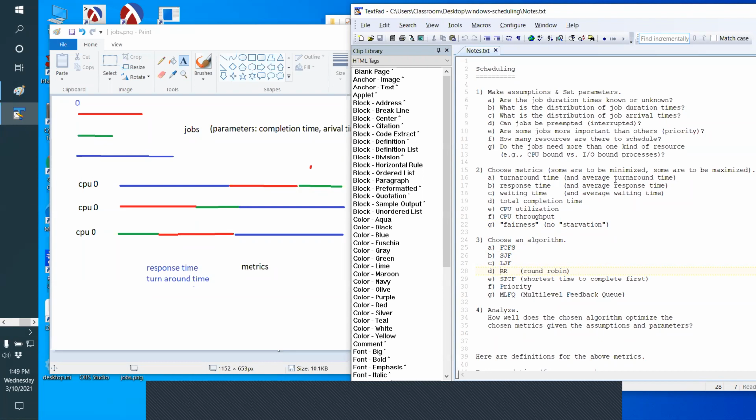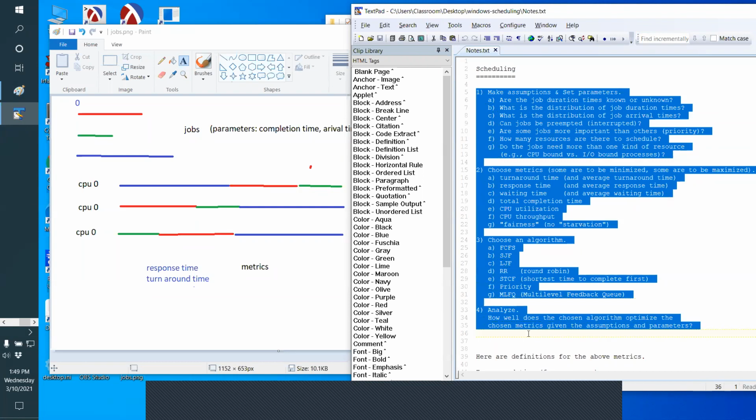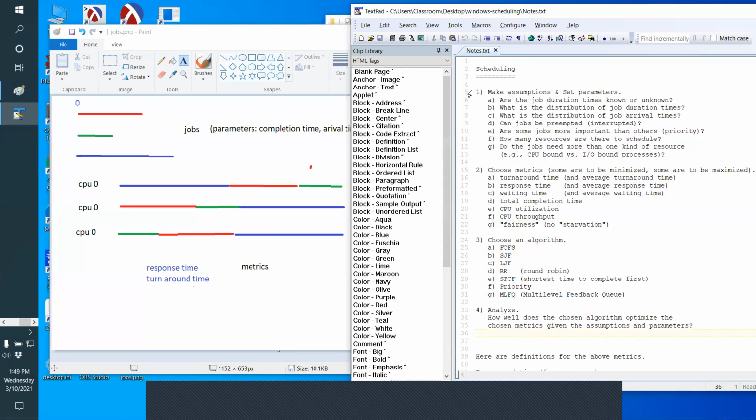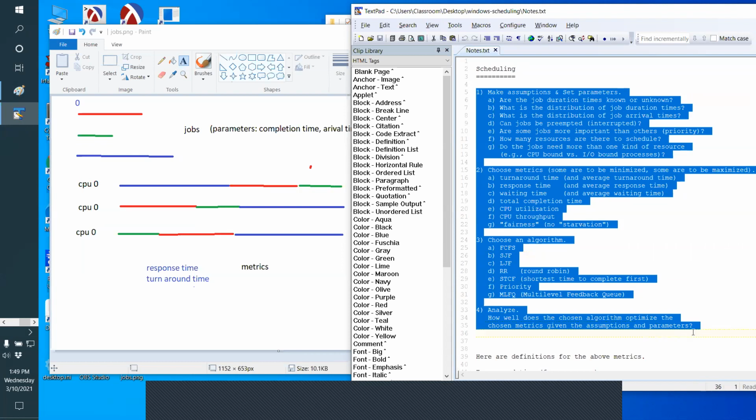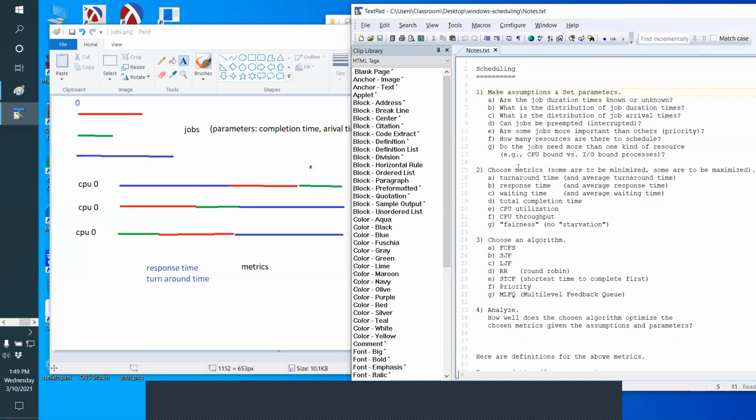So this summarizes what the whole chapter is about. And this is a slightly different way of summarizing it than what the textbook does. I mean, this is actually putting everything that's in the chapter in one list. Assumptions, metrics, algorithms.